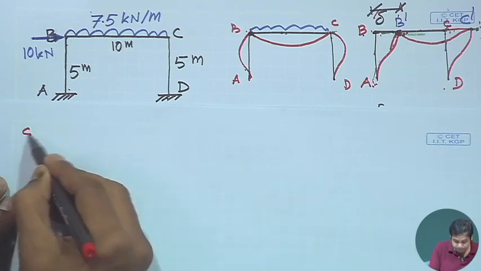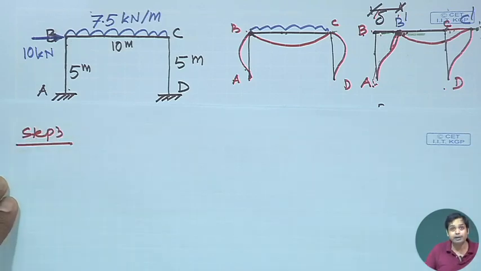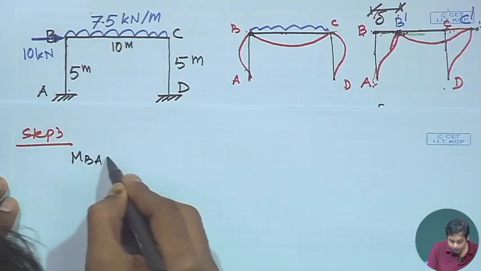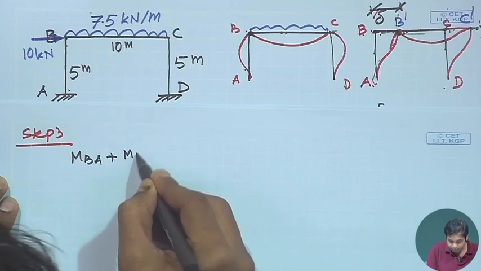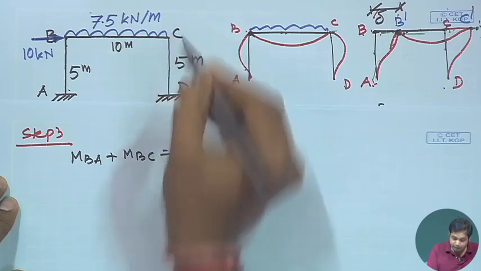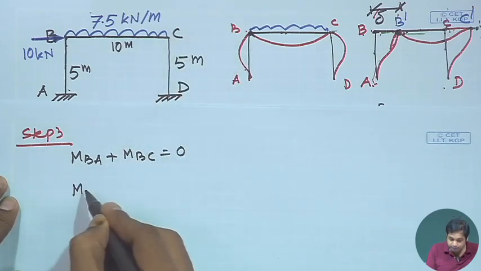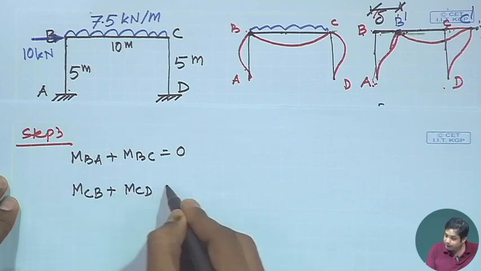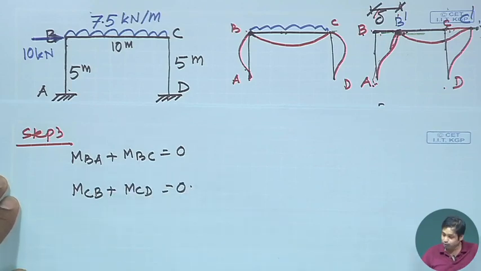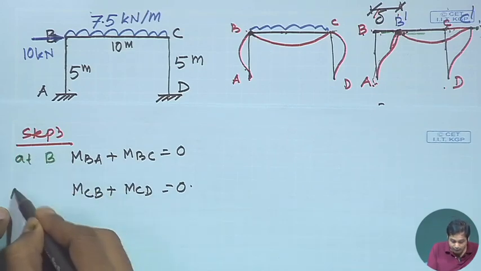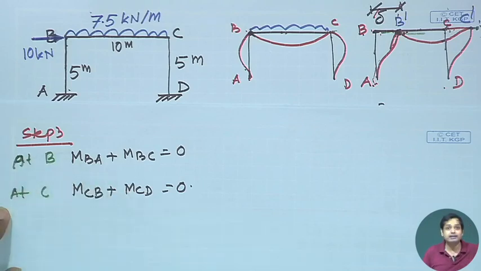Step 3 is MBA plus MBC is equal to 0. Okay. This is one equation, and then the equilibrium condition at C is MCB plus MCD is equal to 0. So, this is at B, and this is at C. The equilibrium conditions are 0.